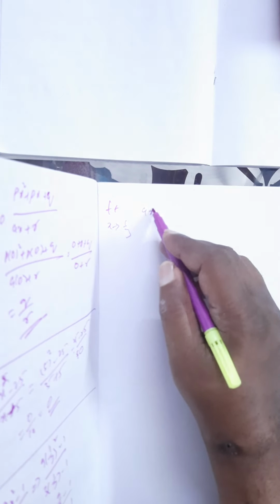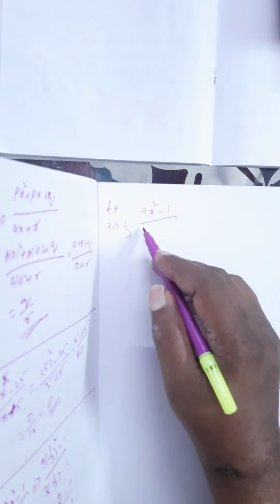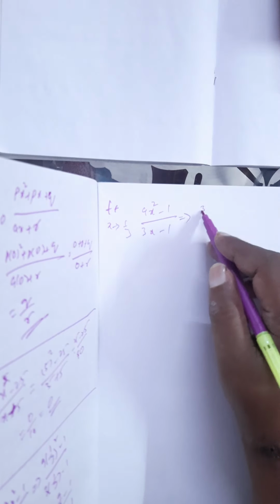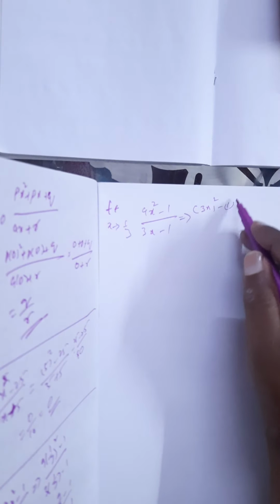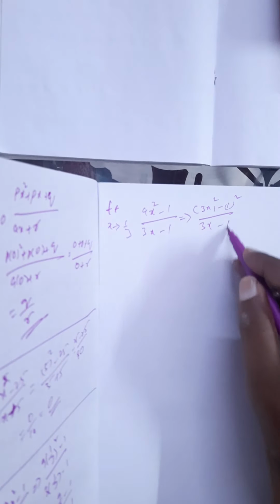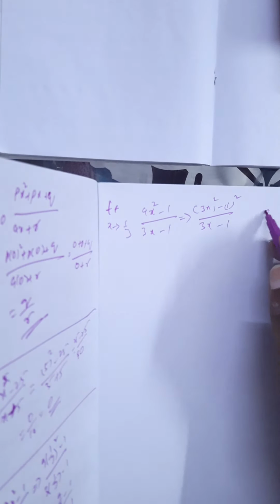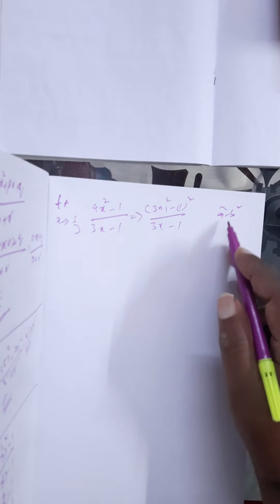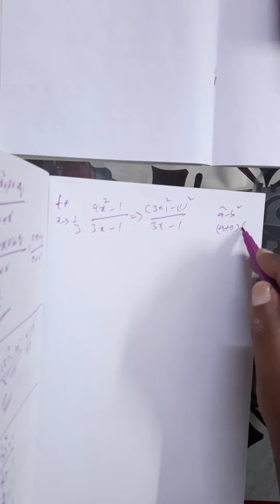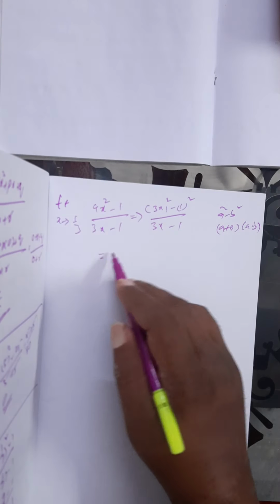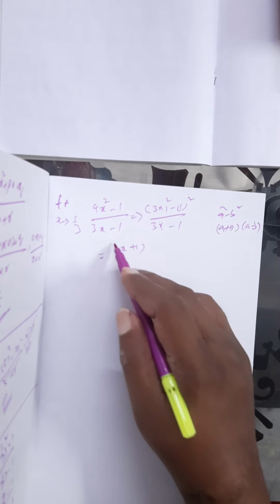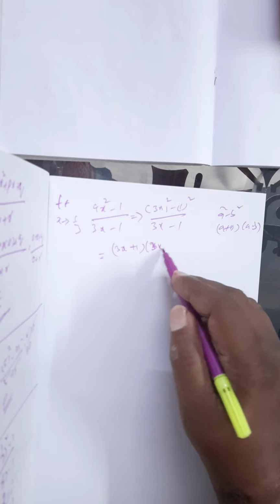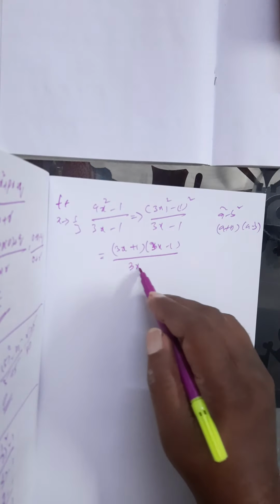9x² minus 1 by 3x minus 1. Now we can write this as a square formula. Make it a square: this is (3x) whole squared minus 1 squared, divided by 3x minus 1. So the upper value is in the a² minus b² form. We apply a² minus b², which is (a plus b) into (a minus b). So this is nothing but (3x plus 1)(3x minus 1) divided by (3x minus 1).